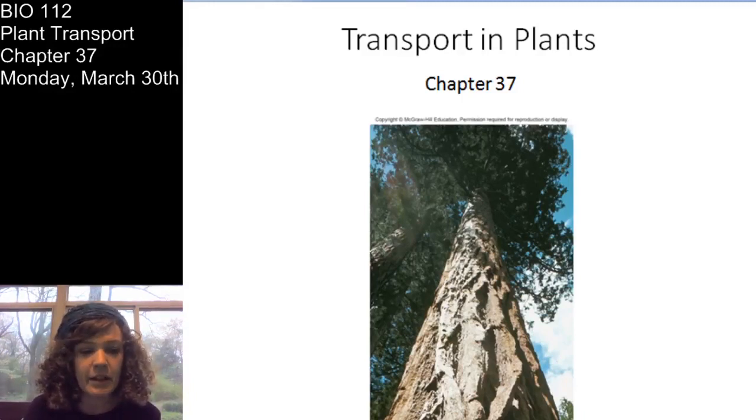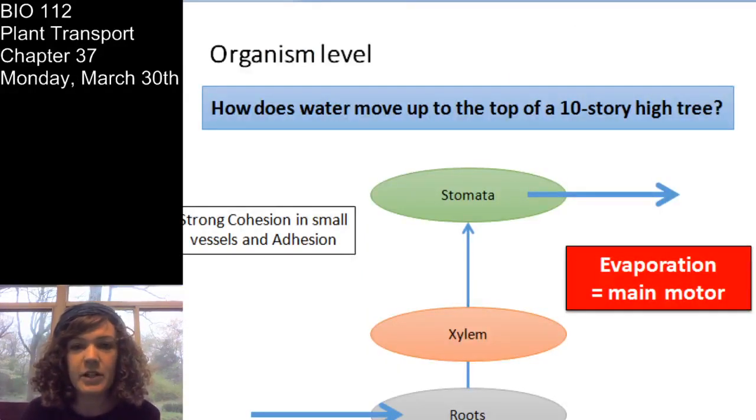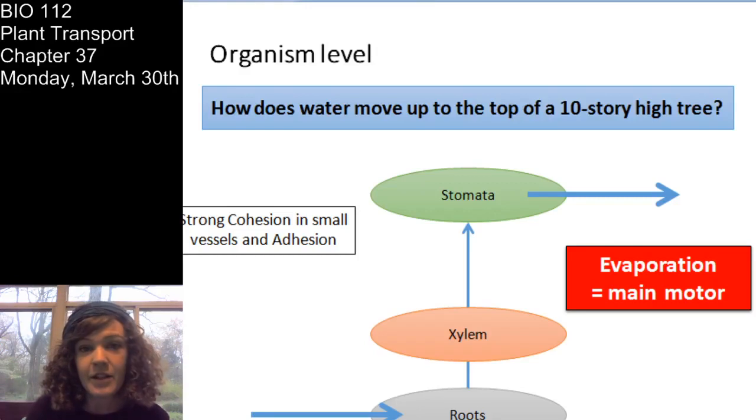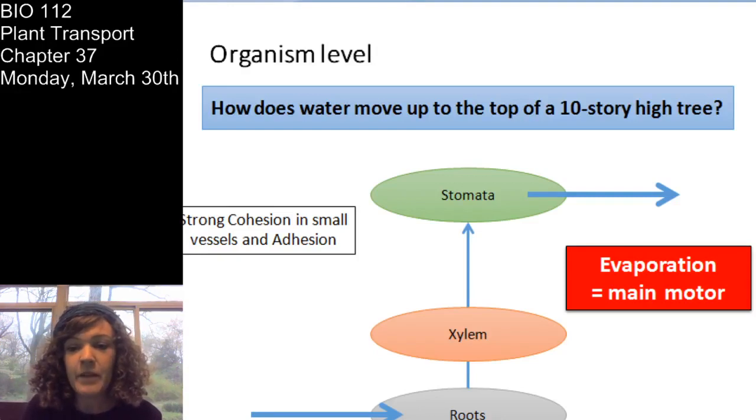So let's get started. Transport in plants has to do particularly with the movement of water and solutes from the roots of a plant up through its tissues, out the leaves. It goes out through the stomata. Water leaves that way. So at the organismal level, the level of a tree, you could ask, how does water move up to the top of a 10-story tree? It's a long way to go, right?